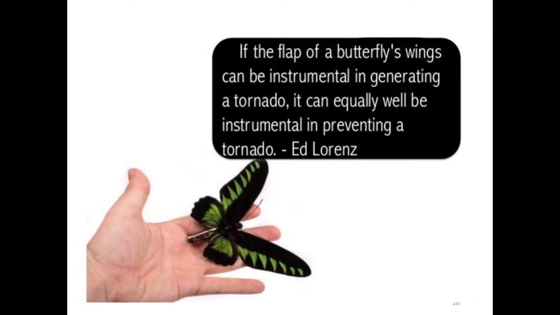And I just want to end with a quote by Dr. Lorenz. Basically, if the flap of a butterfly's wings can be instrumental in generating a tornado, it can be equally well instrumental in preventing a tornado. So don't blame butterflies for everything.